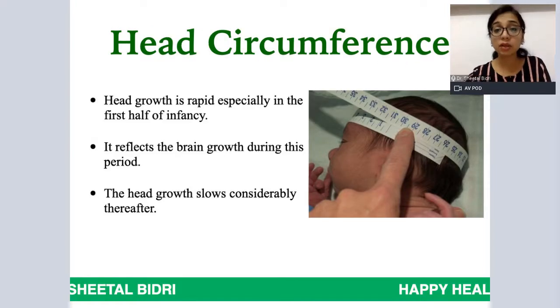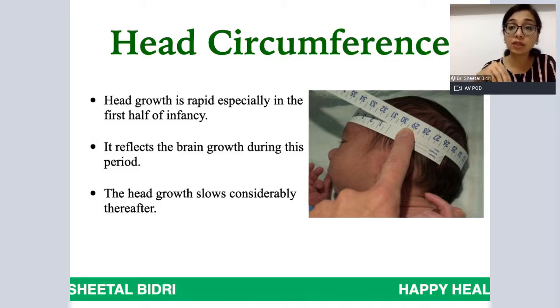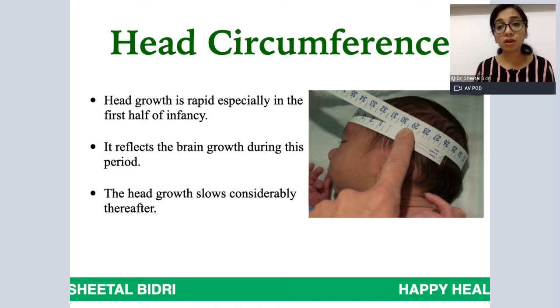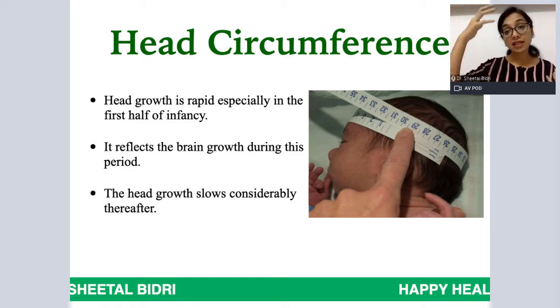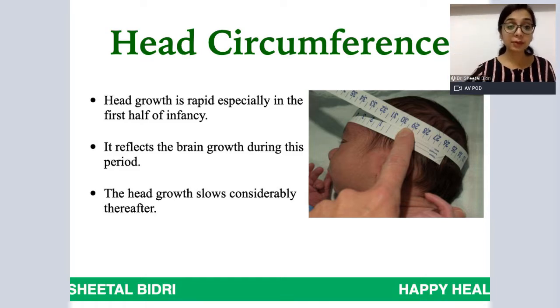The next important measurement is the head circumference, which is very commonly seen in pediatric OPDs where newborns are there. Head growth is very rapid initially because brain development is taking place in the first year. By the second year of life, the child's brain is growing almost to adult size, and that is why brain growth is reflected here. So it's important to know the head circumference size.